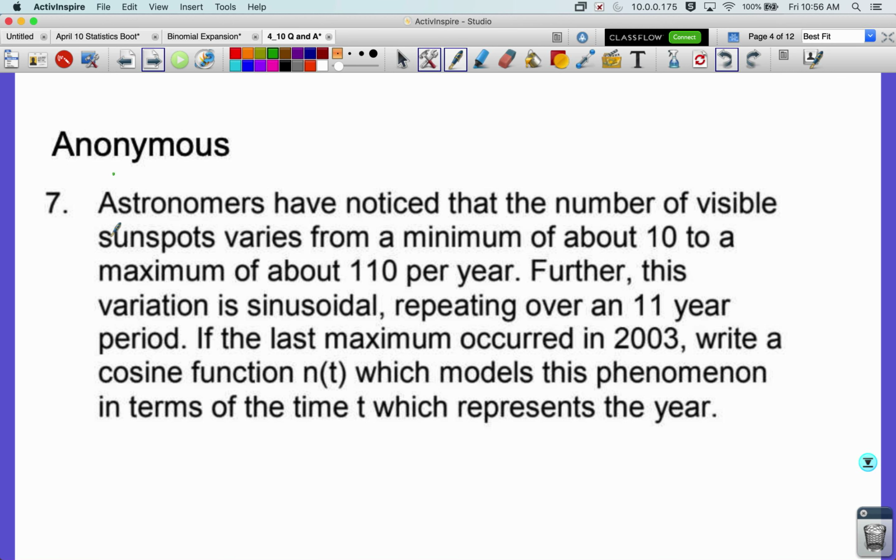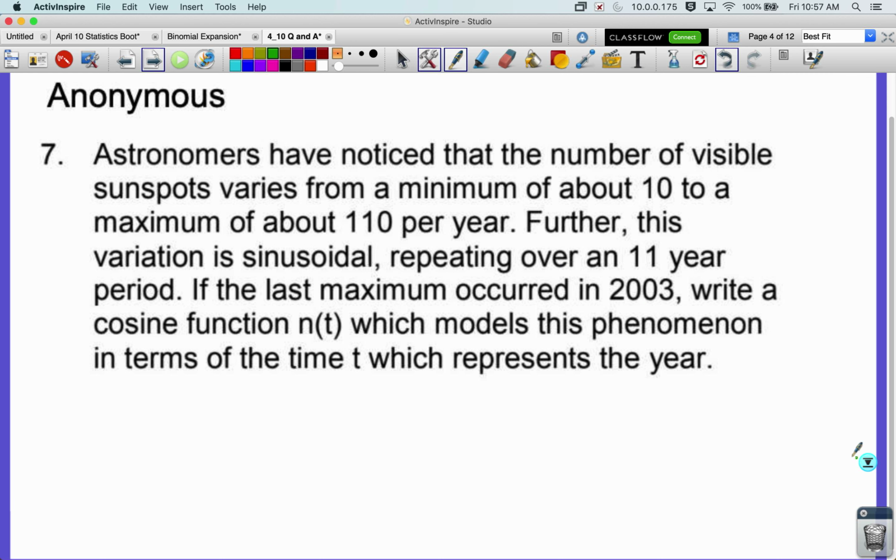Now fortunately, another person submitted one of the questions from that worksheet to the survey, so we'll use this question to practice those techniques. Astronomers have noticed that the number of visible sunspots varies from a minimum of about 10 to a maximum of about 110. Further, this variation is sinusoidal, repeating over an 11-year period. If the last maximum occurred in 2003, write a cosine function which predicts the phenomenon in terms of the time t, which represents the year.